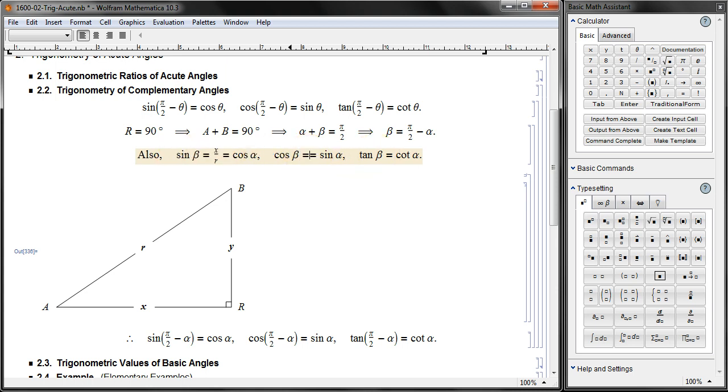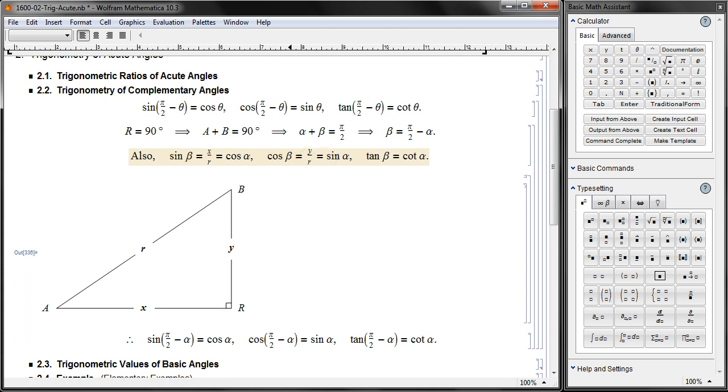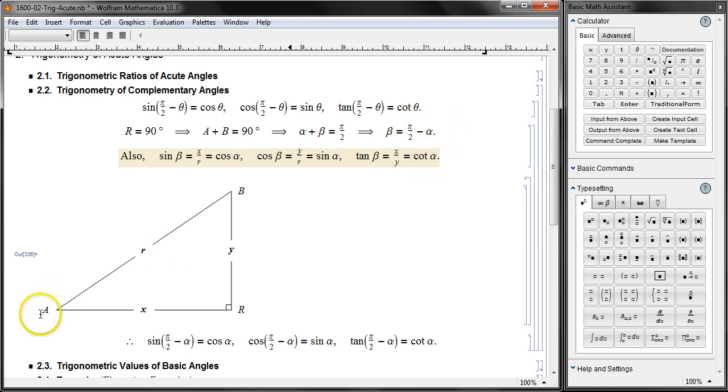How about cosine of beta here? Cosine of beta, so adjacent over hypotenuse. What's the adjacent? It's y. So what do we get? Y over r. Now, if you look at it from this angle here, y over r, that's opposite over hypotenuse, that's sine. One more, tangent of beta over here, opposite over adjacent, that's x over y. And if you look at it from angle A, then that's adjacent over opposite, so that's cotangent.